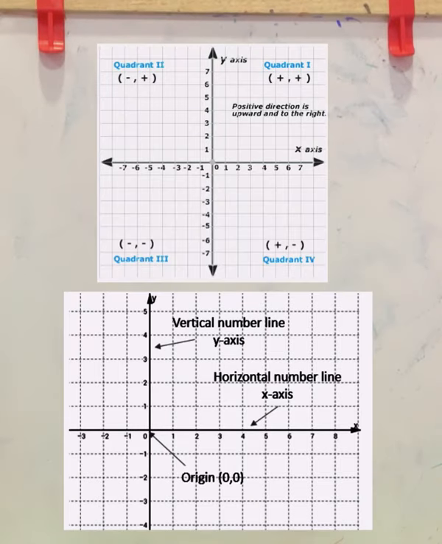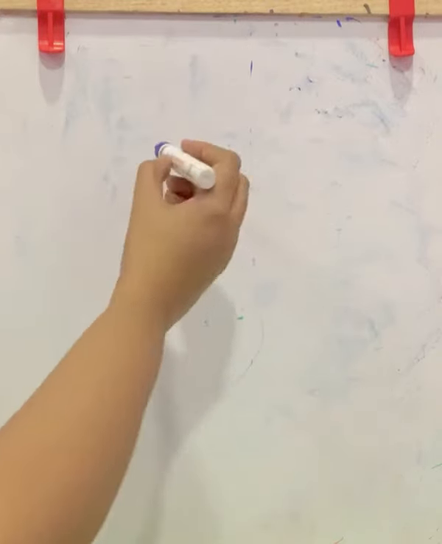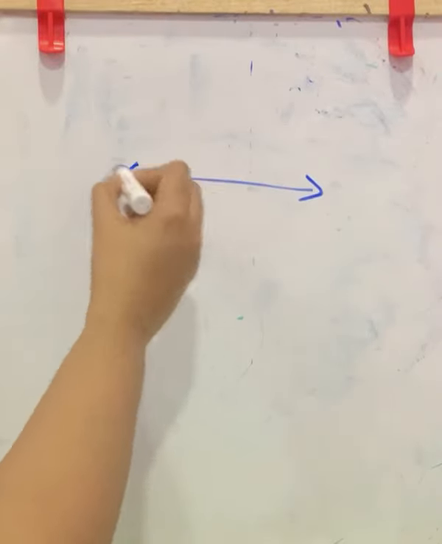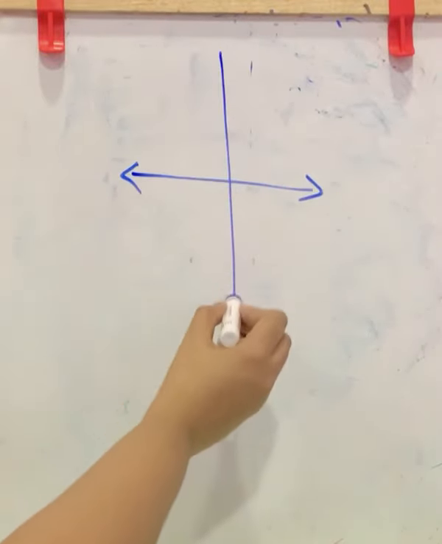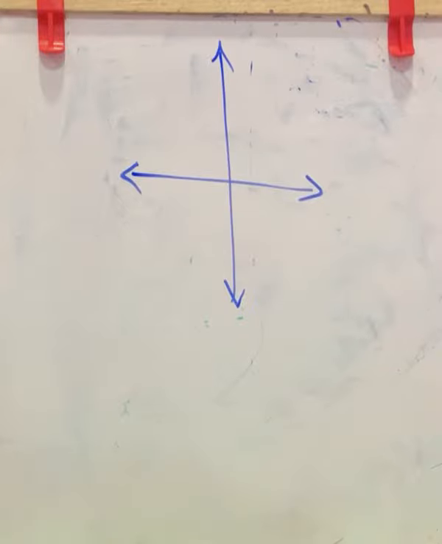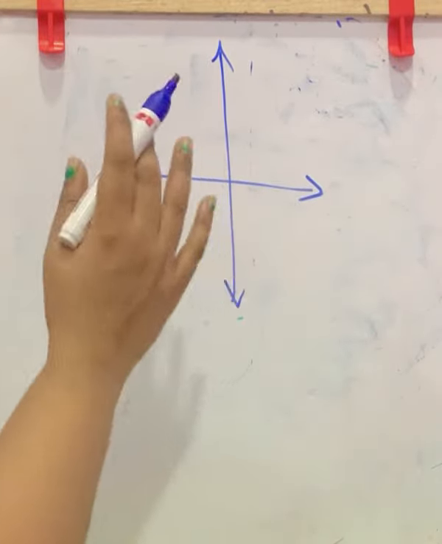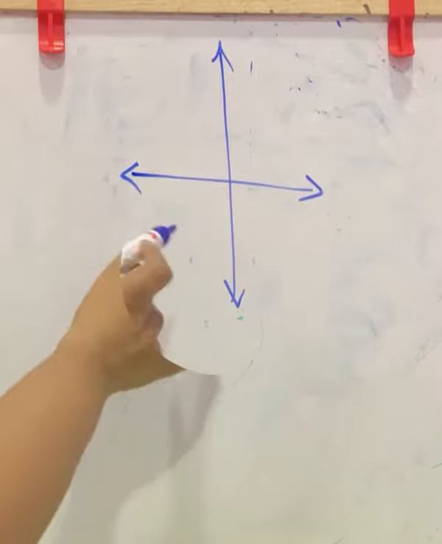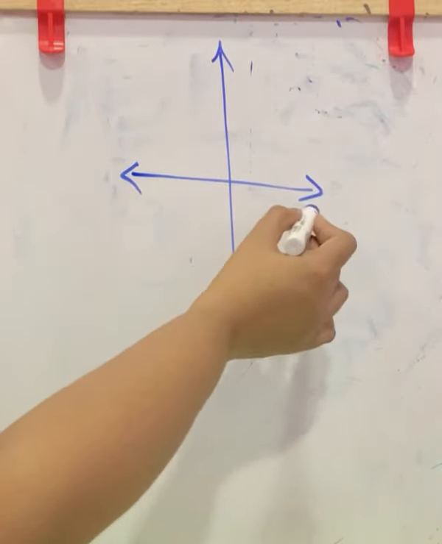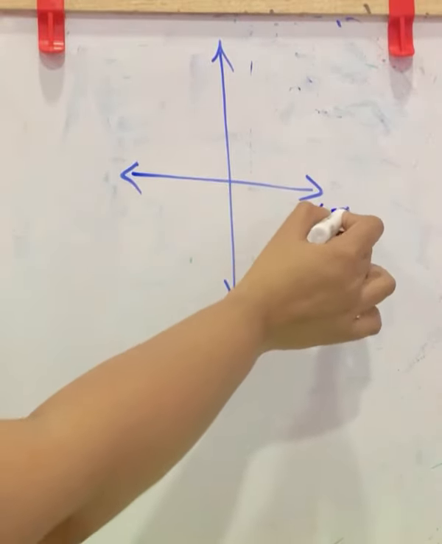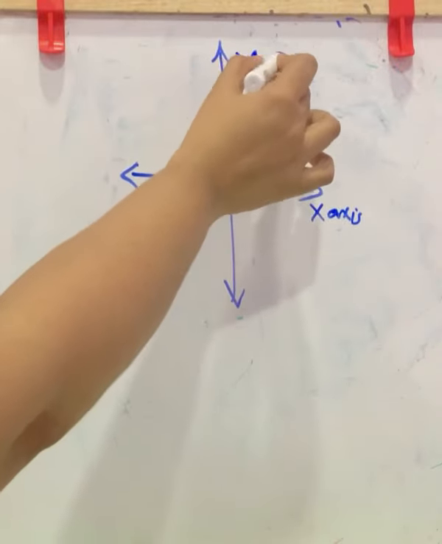Namaste. Now exercise 3.2. Write the answer of each of the following questions. What is the name of the horizontal and vertical lines drawn to determine the position of any point in the Cartesian plane? That is, we know there are two lines. One is horizontal and the other one is vertical. So the horizontal line is the x-axis and the vertical line is the y-axis. This is the x-axis and this is the y-axis.